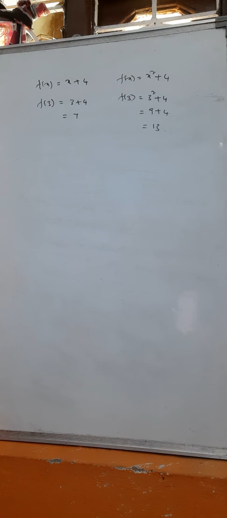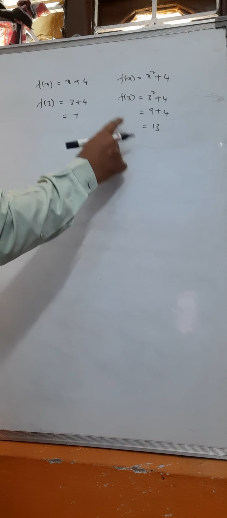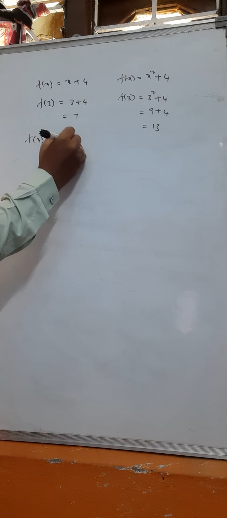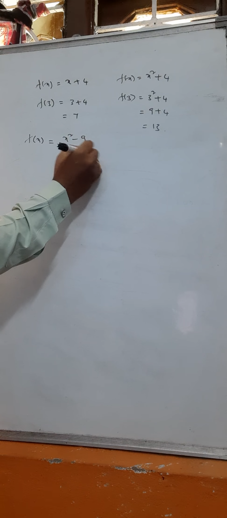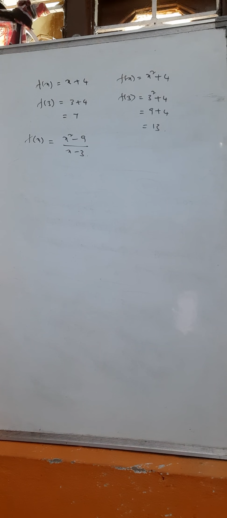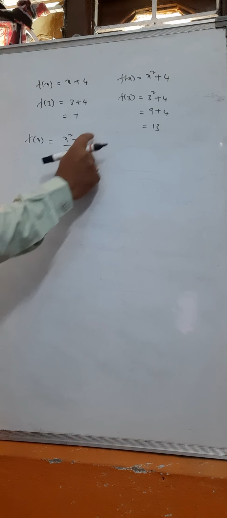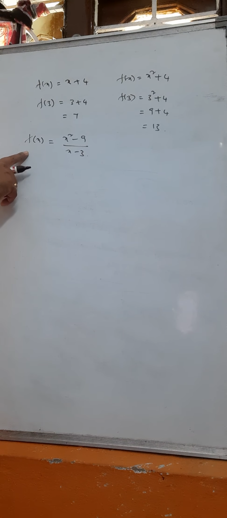So here f of 3 is equal to 13. Now I am taking f of x equal to x square minus 9 by x minus 3. Can you find f of x at x equal to 3? No, we are unable to find f of 3. If you put x equal to 3, 3 minus 3 becomes 0. So the denominator becomes 0. So f of x is not defined for x equal to 3. So we are unable to find f of 3.